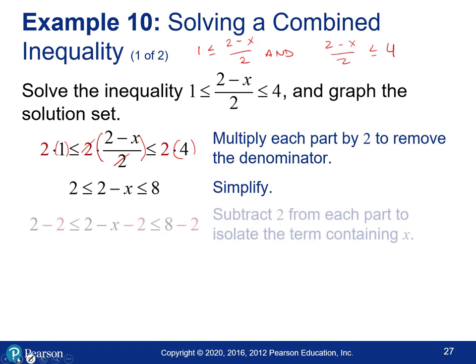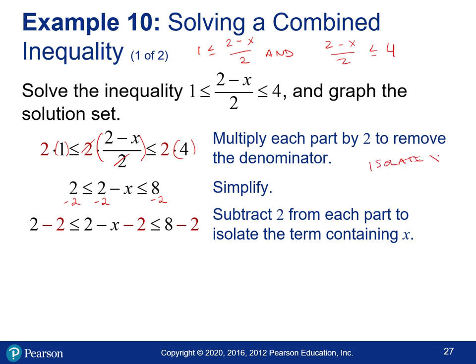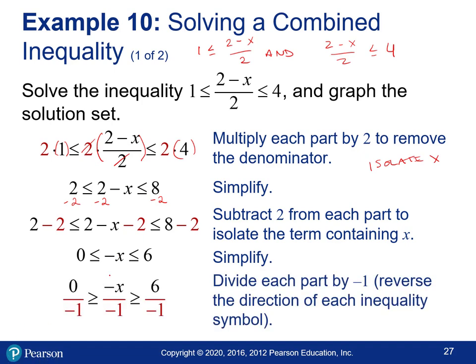And so from here, next we want to go ahead and subtract 2 from the middle, the left, and the right, because remember your goal, you were trying to isolate x. And so on this one, this 2 minus x, we need to get rid of that 2. So we subtract it from the middle, but also from the left and the right side. And then we get 0 on the left, negative x in the middle, and 6 on the right. And one more step, we have to get just x, isolate just x. So divide the middle by -1 and the left and the right as well.